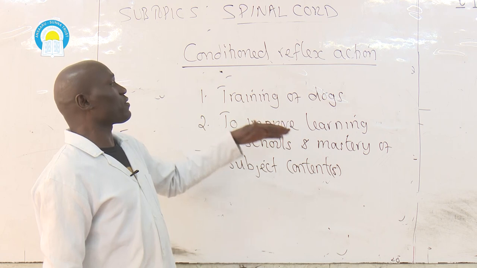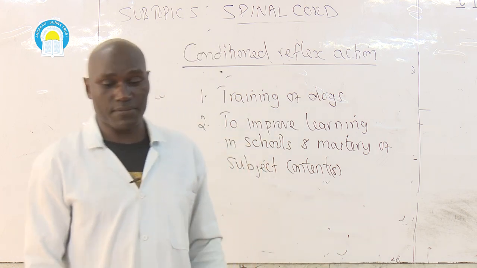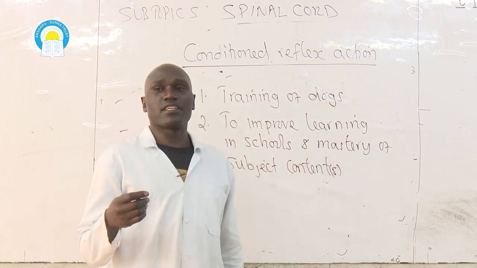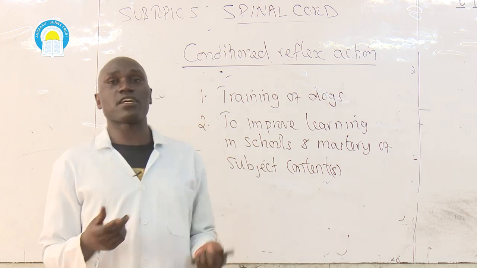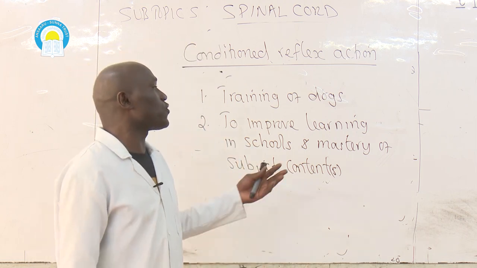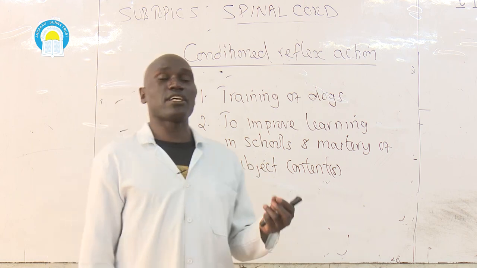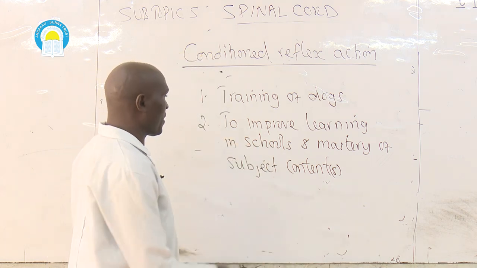So conditioned reflex action has those two main applications, but not the only ones. Conditioned reflex action is also used in teaching or training people how to drive motor vehicles, how to ride bicycles, because the process is usually repeated several times until the individual being taught or the learner masters the concepts.